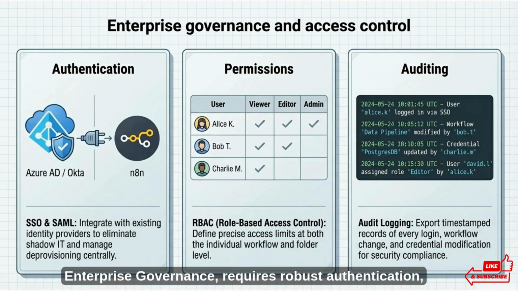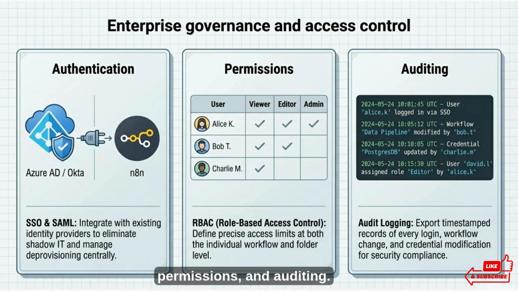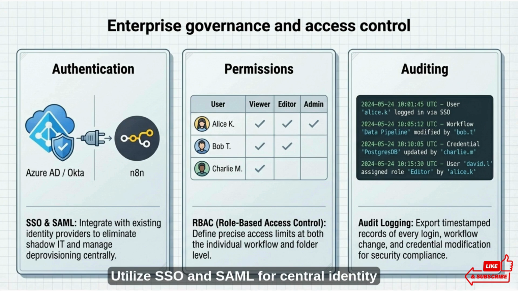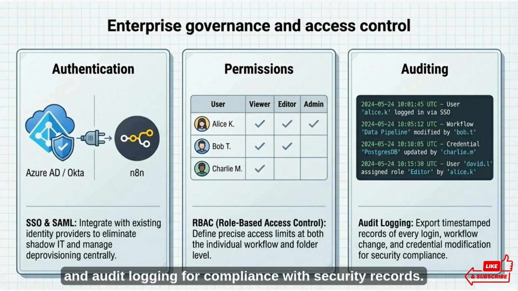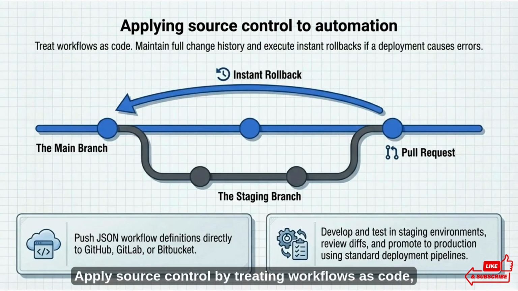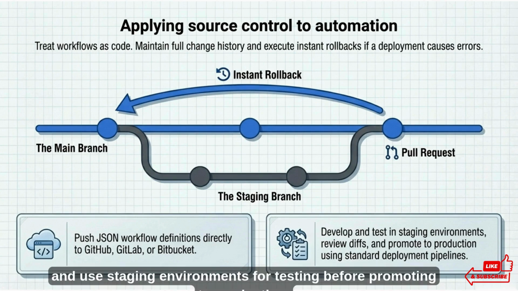Enterprise governance requires robust authentication, permissions, and auditing. Utilize SSO and SAML for central identity management, role-based access control, RBAC for precise access, and audit logging for compliance with security records. Apply source control by treating workflows as code, enabling full change history and instant rollbacks. Push JSON workflow definitions to Git services like GitHub, and use staging environments for testing before promoting to production.